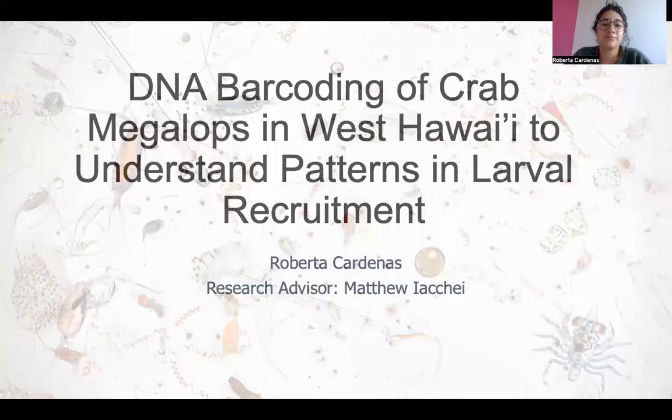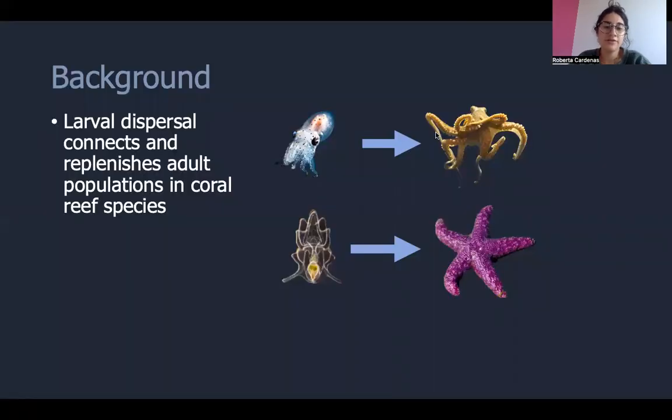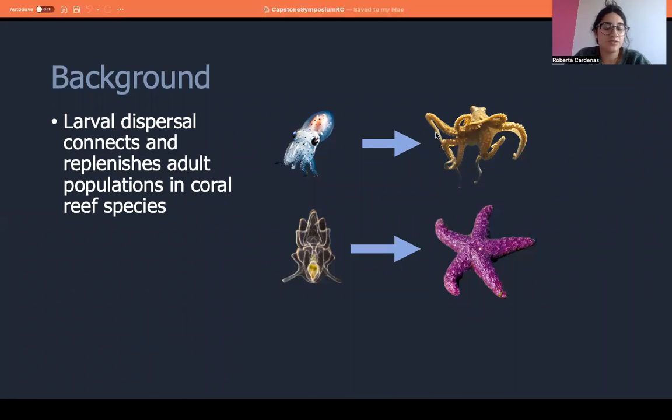Hello, everybody. My name is Roberta Cardenas, and my capstone project was on DNA barcoding of crab megalops in West Hawaii to understand patterns in larval recruitment. For a little bit of background, larval dispersal is very important for coral reef species as it connects and replenishes their adult populations worldwide.